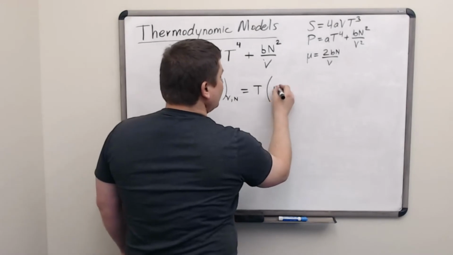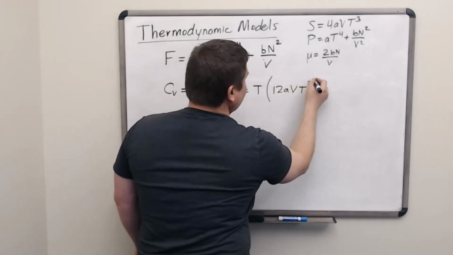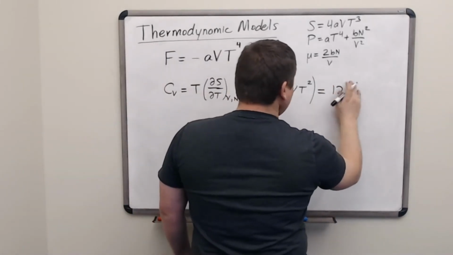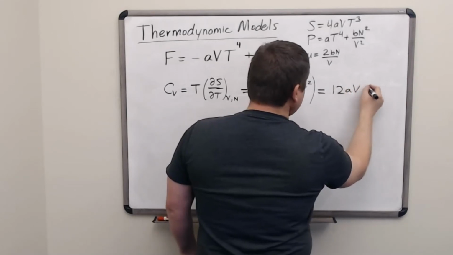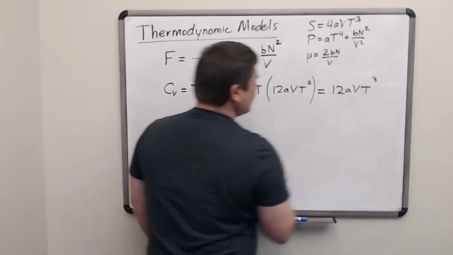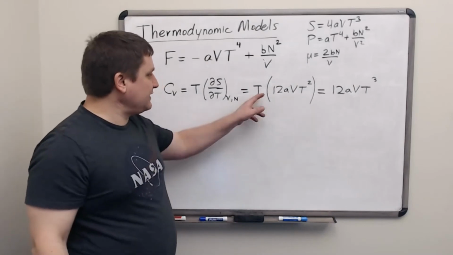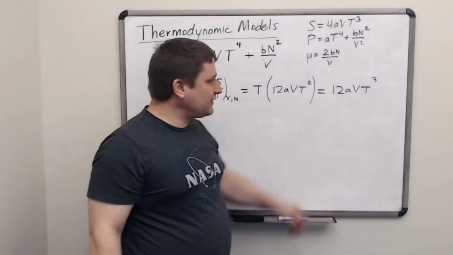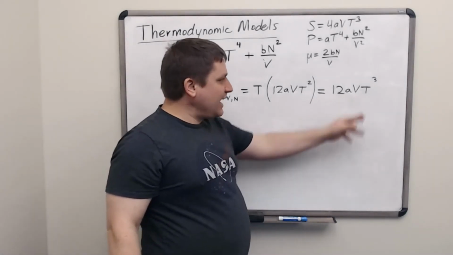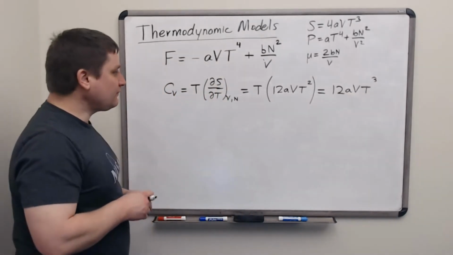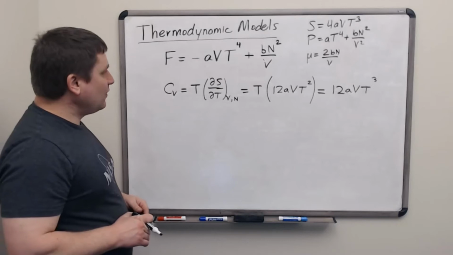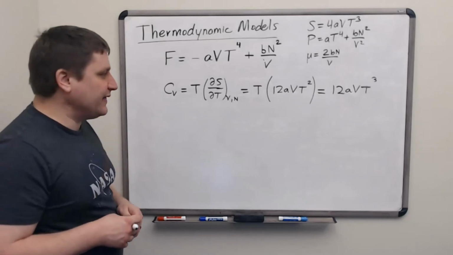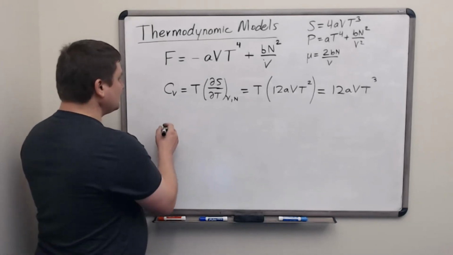So dS dT is going to be 12 A V T squared. So simplifying this, I'm going to get 12 A V T cubed. So a T squared inside and a T in front. All right, so the heat capacity in this model depends on the volume, so it is extensive, depends on the constant A, and varies as temperature cubed. So this model describes a type of matter where as it gets hotter, its heat capacity grows without an upper bound.